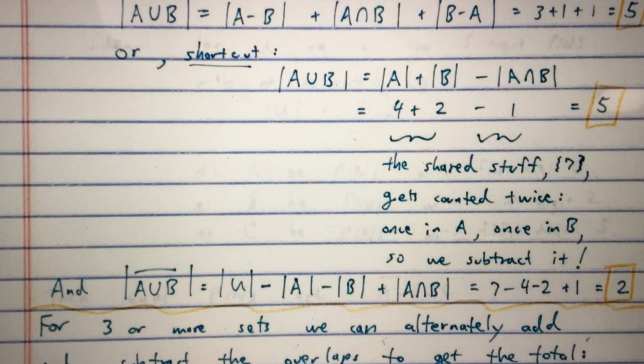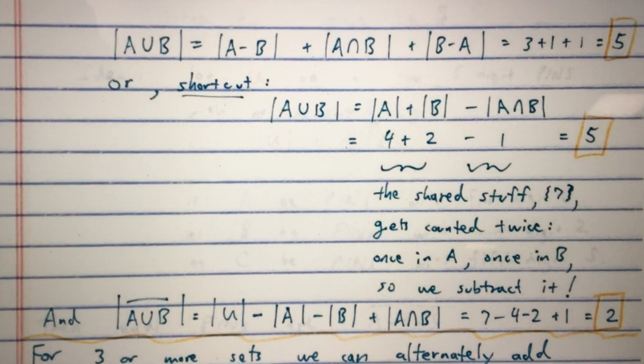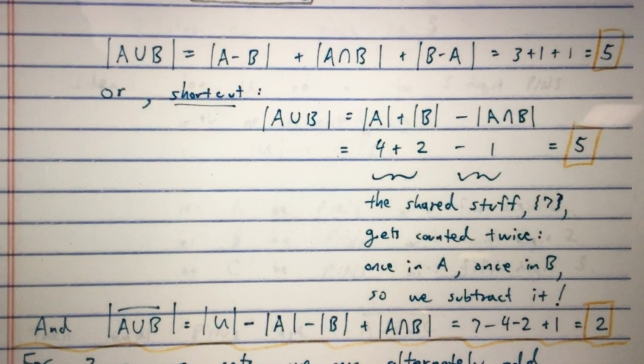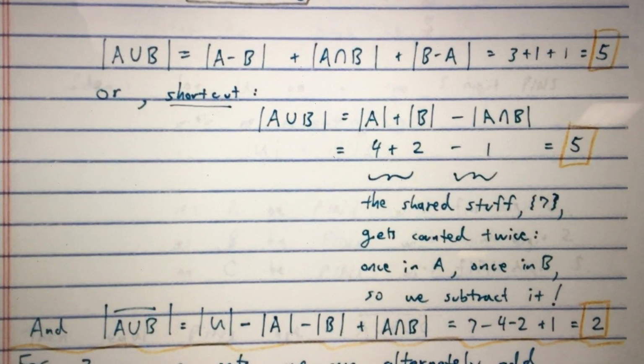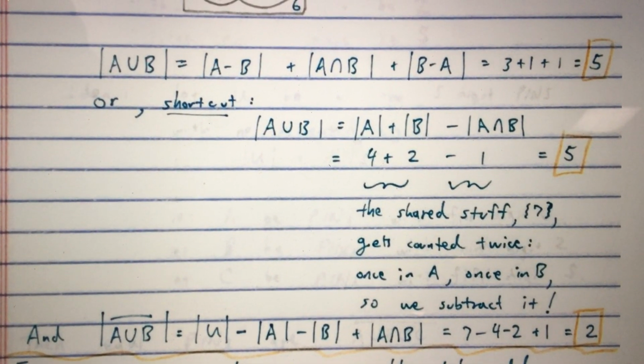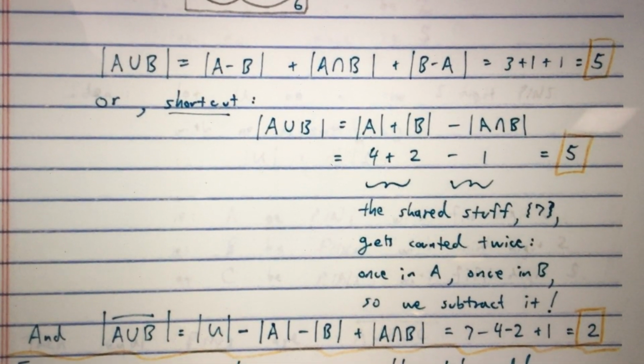Let's see. Right. So you can also do that with the complement. The complement of A union B then would be all the items in U minus the items in A minus the items in B. But then you have to add back in the intersection.